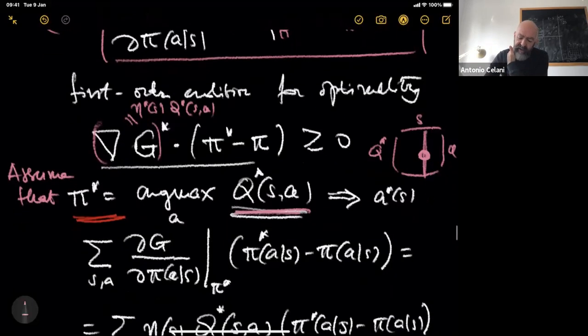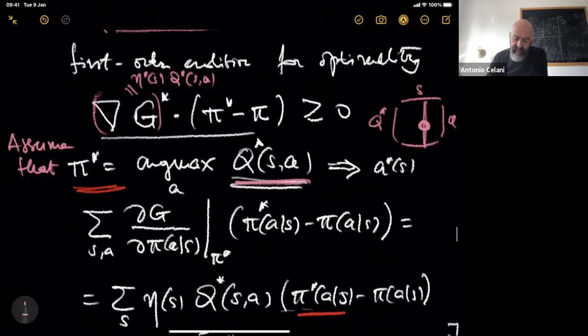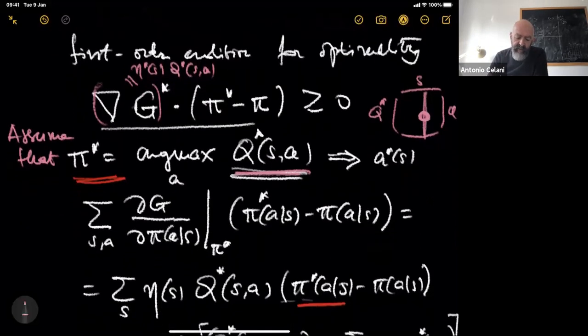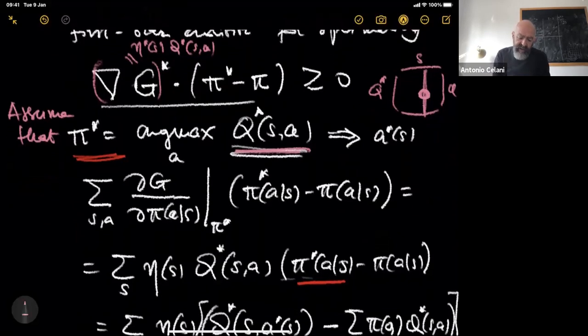Okay, so let's define this. Now, if I use this, I can just plug this object inside the first order optimality condition. I'm just replacing this choice for pi star. Okay, so this is the first order optimality condition.